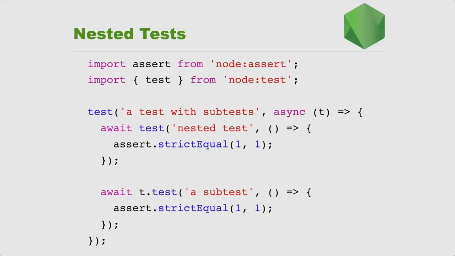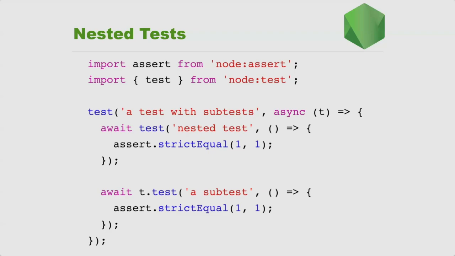So next I wanted to talk about nesting tests. So you can nest tests as arbitrarily as you'd like to. The one kind of caveat here is that if you put a test inside of another test, the parent test does not wait for the children to finish. So test returns a promise, so you would await the test here. And so in your output, you'll see a test with subtests, and then you'll see some indentation, and then you'll see nested test, and then you'll see a subtest.